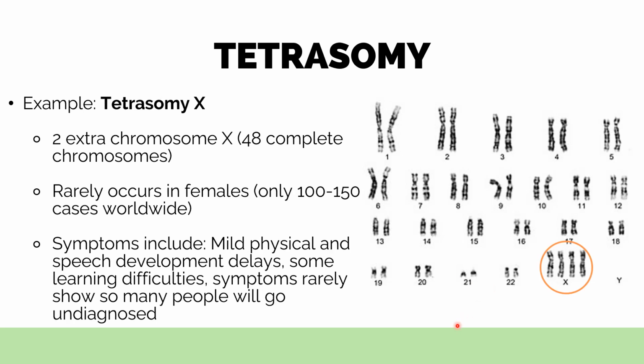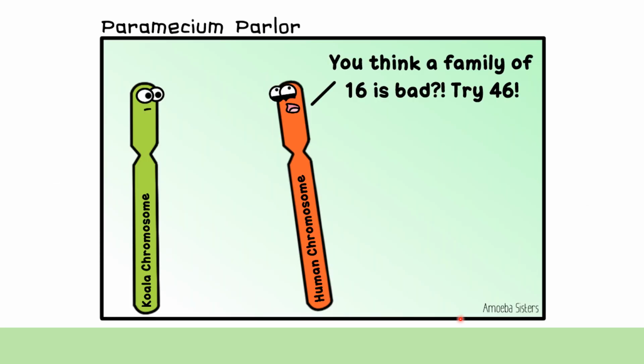And lastly, tetrasomy. An example is tetrasomy X. There are 2 extra X chromosomes, so 48 chromosomes in total. This rarely occurs. We only have about 100 to 150 cases worldwide. Again, here are the symptoms if you're interested. In this karyotype, you can automatically see that there are 4 copies of the X chromosome. We're only meant to have 2 in females. And this is one example of tetrasomy.